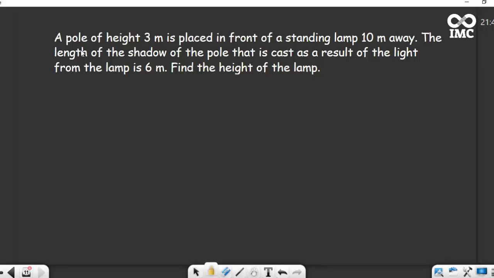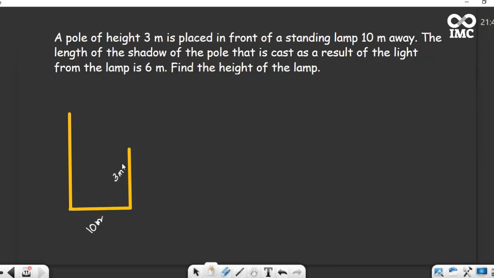The question says a pole of height 3 meter is placed in front of a standing lamp 10 meter away. So if we want to draw a figure, then it will look like this. Here we can say a pole of height 3 meter. That means this is a pole that is 3 meter and in front of a standing lamp that is 10 meter away. So here the distance between them is 10 meter.